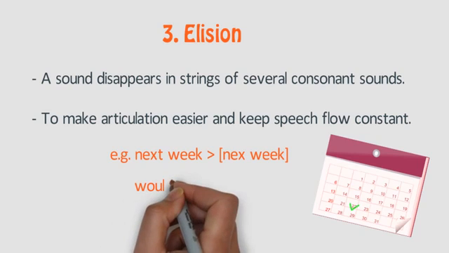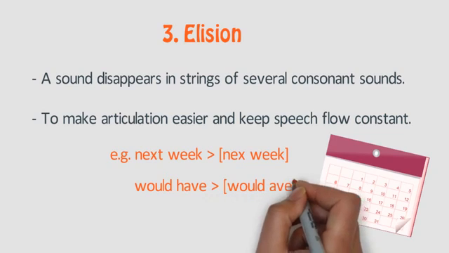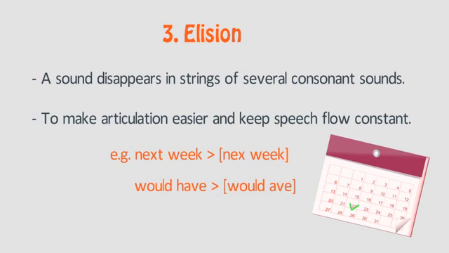Another example, instead of would have in fluent speech, we will delete the first aspirated sound in have and say would have, would have.